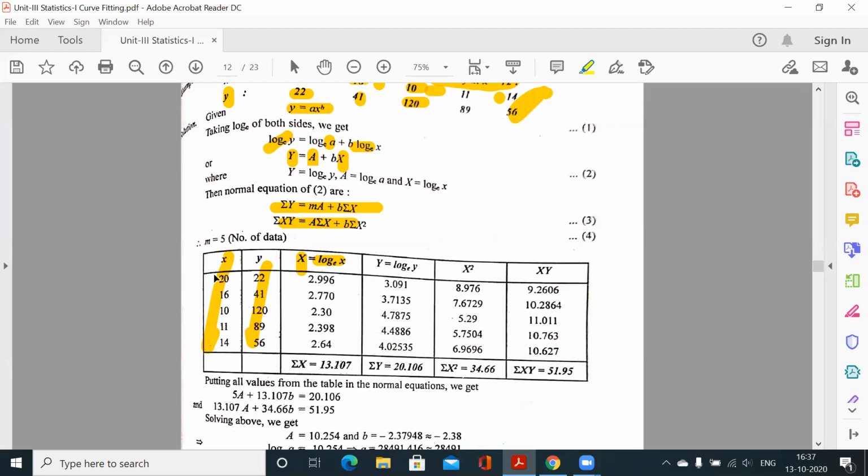So taking the log of these values, log 20, log 16, log 10, log 11, log 14. So these are log x values, that means we have got capital X. Next capital Y is equal to log small y. So log 22, log 41, log 120, log 89, log 56. These are log y values, that means capital Y values. So summation x, summation y means adding all these values.